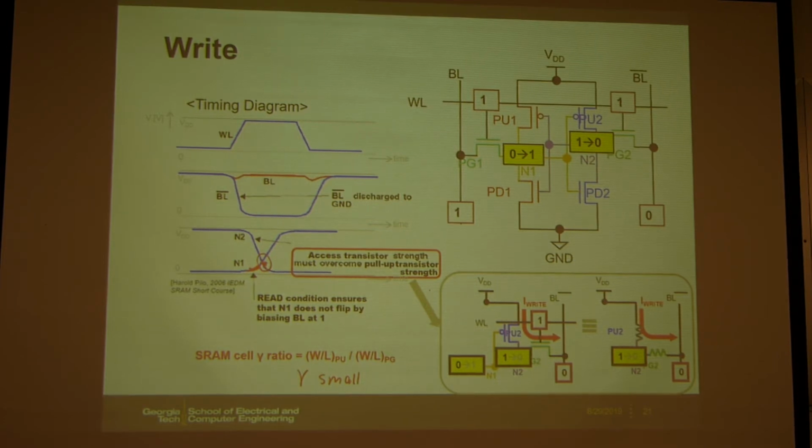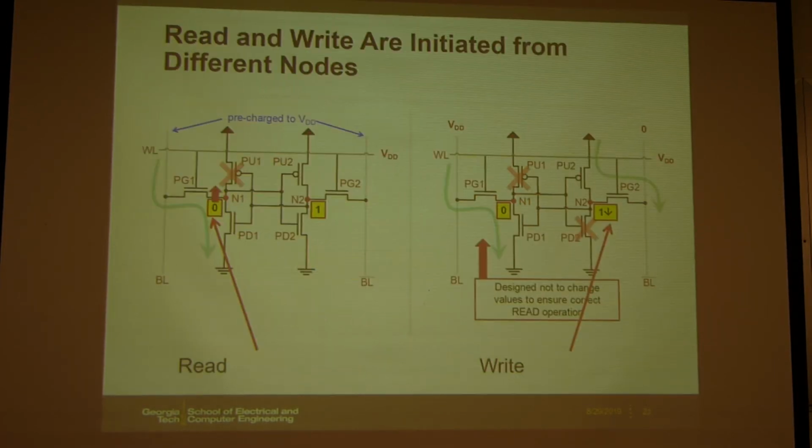So, okay, this is the write operation. And again, this is a comparison between read and write. So you can see here, on the left-hand side, the read and the write have the same bias condition. So that's why this 0 to 1 will not happen first.